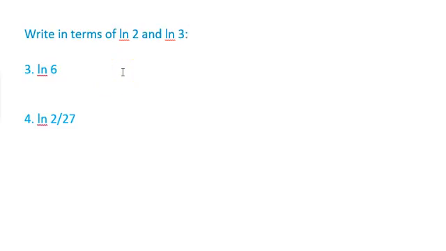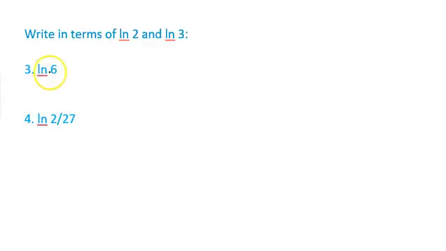Okay, so we're going to get into some more examples with this. Our first set of directions says to write in terms of natural log 2 and natural log 3. So we want to think about these numbers and how they compare to 2 and 3, and then use the properties that I just discussed to write them in terms of that.